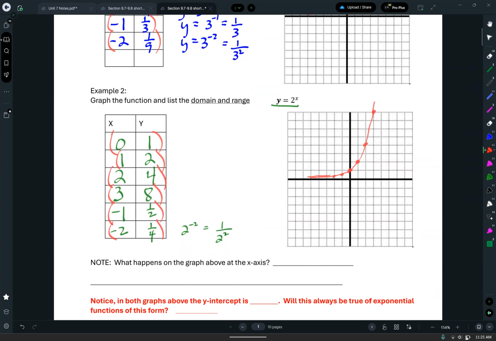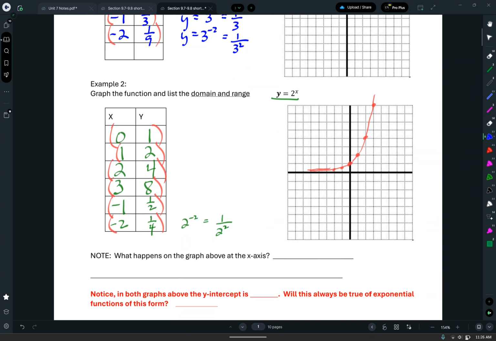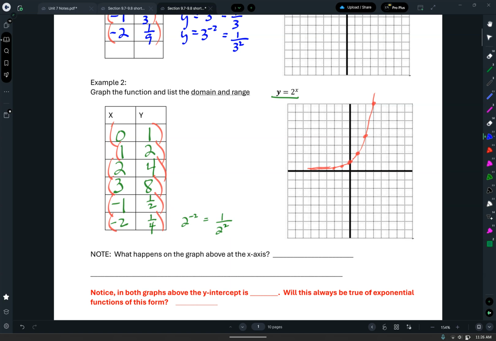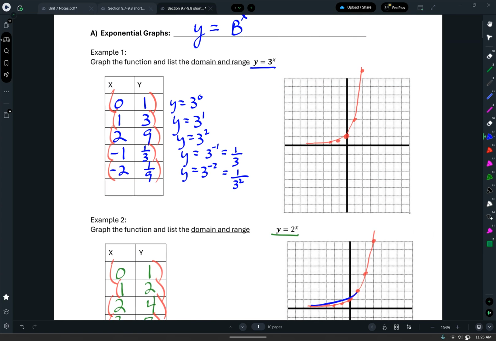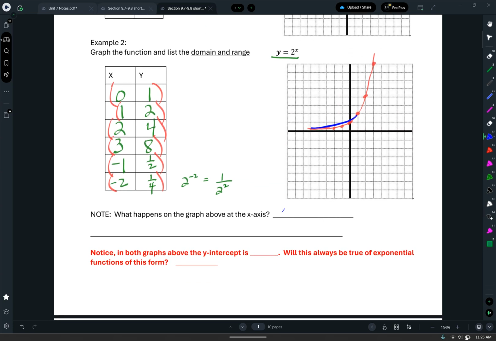So what do these things have in common? Look at the next line. It says, note what happens on the graph above the x-axis. Well, think not just about above the x-axis, but right at the x-axis. Do you see that this graph kind of levels off at the x-axis? This graph kind of levels off at the x-axis. So let's just say the graph levels off.